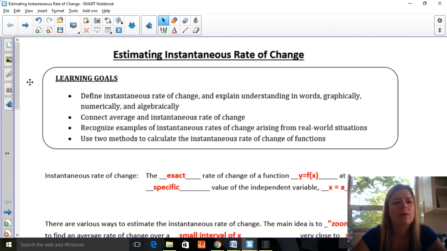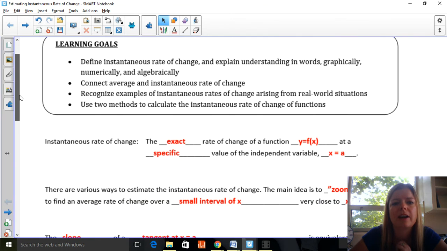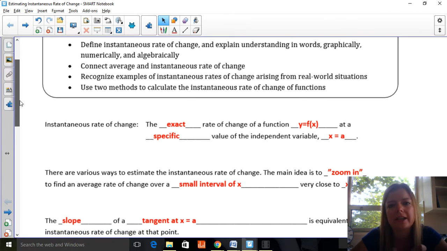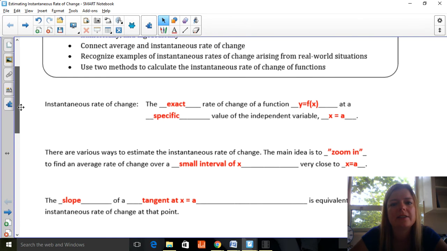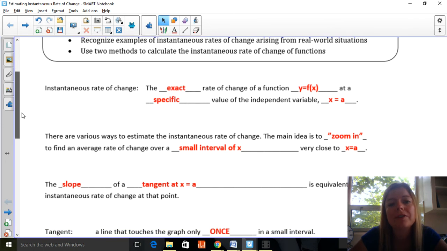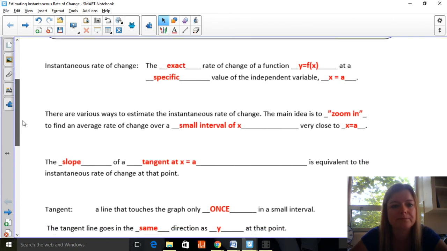All right, so we're going to define instantaneous rate of change, explain in words, graphically, numerically, and algebraically. Connect average and instantaneous rate of change, which I've already done verbally with you. Recognize examples of instantaneous rates of change arising from real-world situations, so like driving in a car. And use two different methods to calculate the instantaneous rate of change of functions. So there's two specific methods we're going to learn today. You need to know how to use both of them.